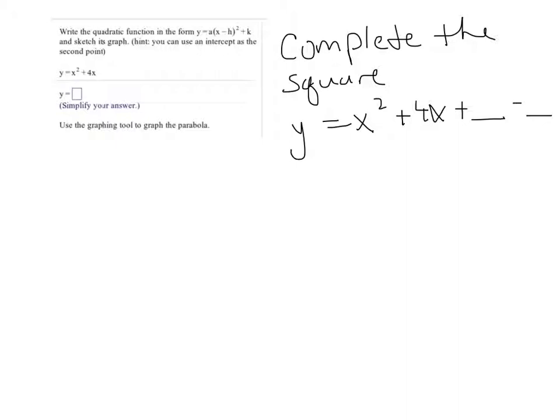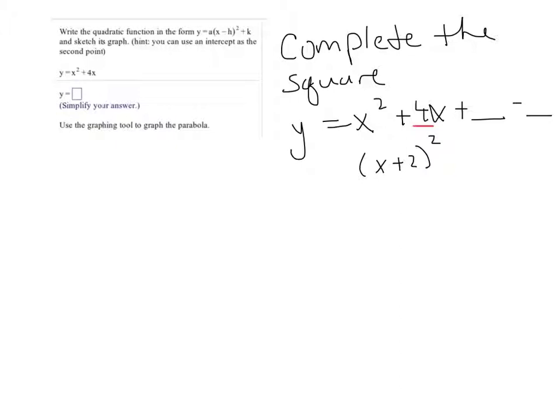Now the way you complete the square is you take half of the linear term, and half of the linear coefficient is half of 4, which is 2. So this would look like x plus 2 quantity squared down here. Half of positive 4 is positive 2.